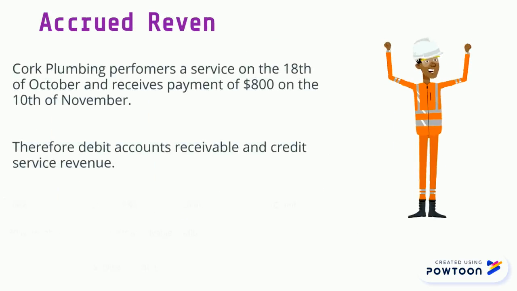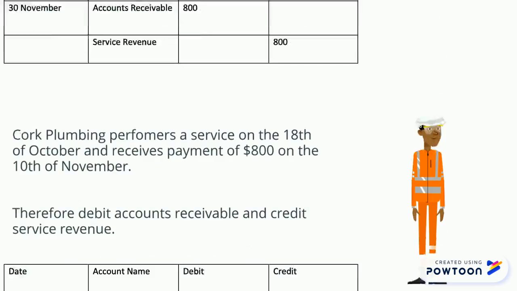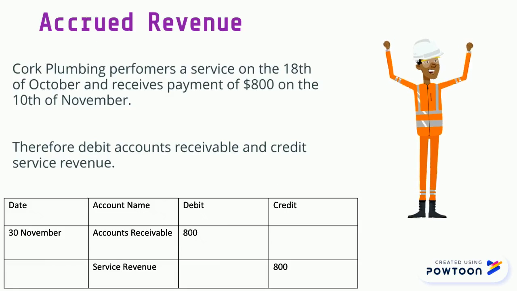Secondly, accrued revenue is when the business receives cash after the service is provided. This occurs when the customer is not billed or invoiced until after the work is complete. For example, Cork Plumbers performs a service on the 18th of October and receives payment on the 10th of November. Therefore, at the end of the month, you debit accounts receivable as it is an asset and credit service revenue as it has a normal credit balance.